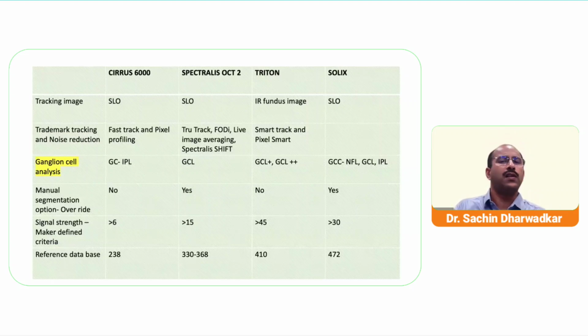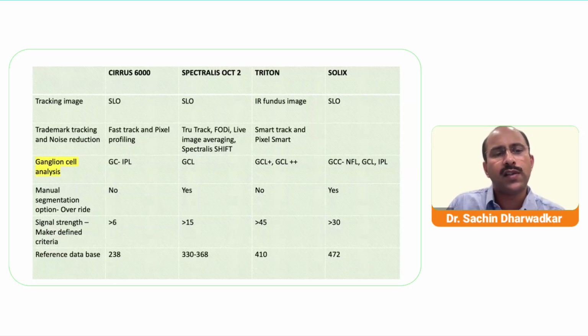Needless to say, the values you get as a macular analysis or the ganglion cell analysis will be different. The Cirrus 6000 considers the ganglion cell plus IPL, or the inner plexiform layer. The Spectralis segments the ganglion cell in isolation, whereas the Triton and the Solix are a mix of ganglion cell, nerve fiber layer, and inner plexiform layer in varying proportions.